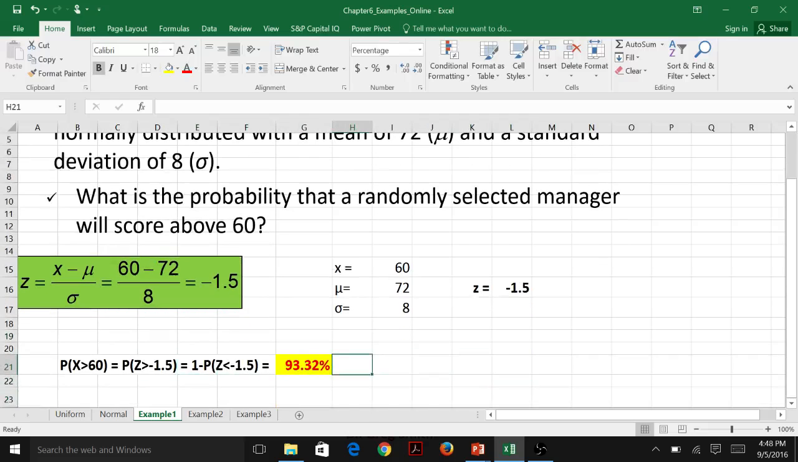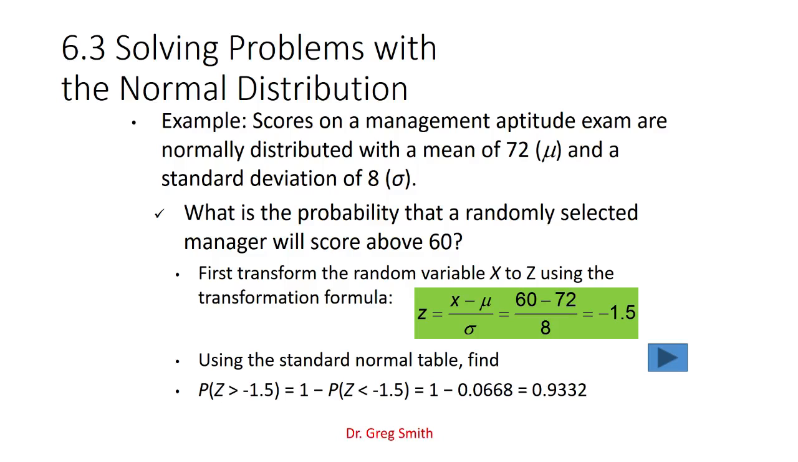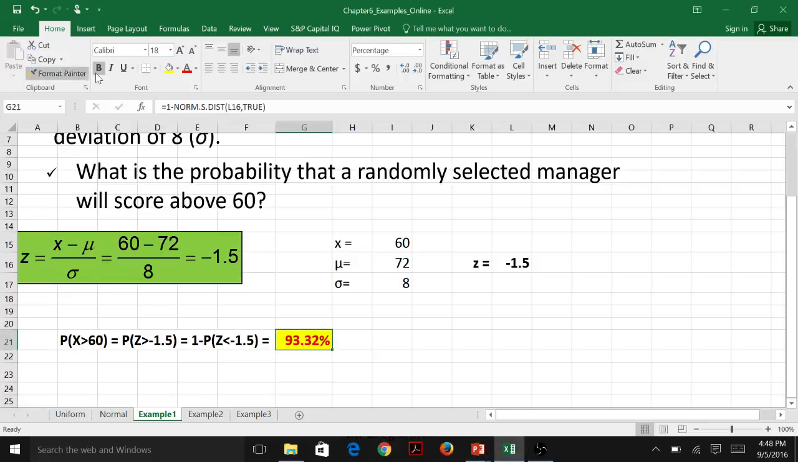That 1.5, I'll then go into Excel and use that norm.s.dist function. But since I can't look upward in Excel, I have to look backwards in Excel. I have to take the complement to the z greater than 1.5 negative. So I want to know 1 minus the look back. And that will be a very large probability, 93.32. See what we're doing here?